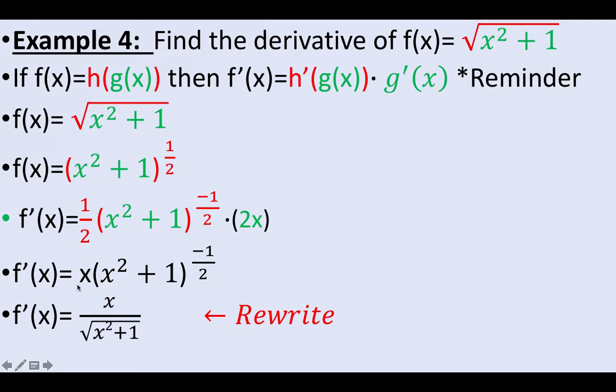So this is going to be x. This stays on top because there is no negative exponent to it. This part in the parentheses got moved down because the exponent was negative. And then the positive 1 half exponent became the square root. I just rewrote that as a square root.